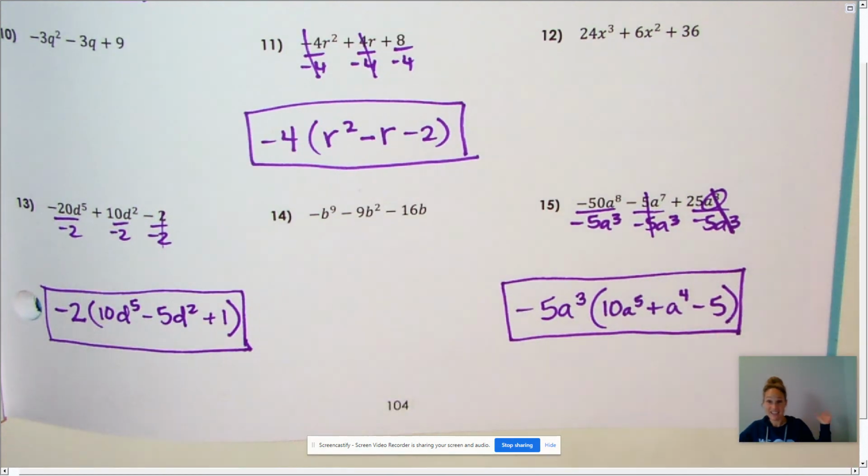All right, you guys, and you did it. We just factored out greatest common factors for a whole bunch of problems.